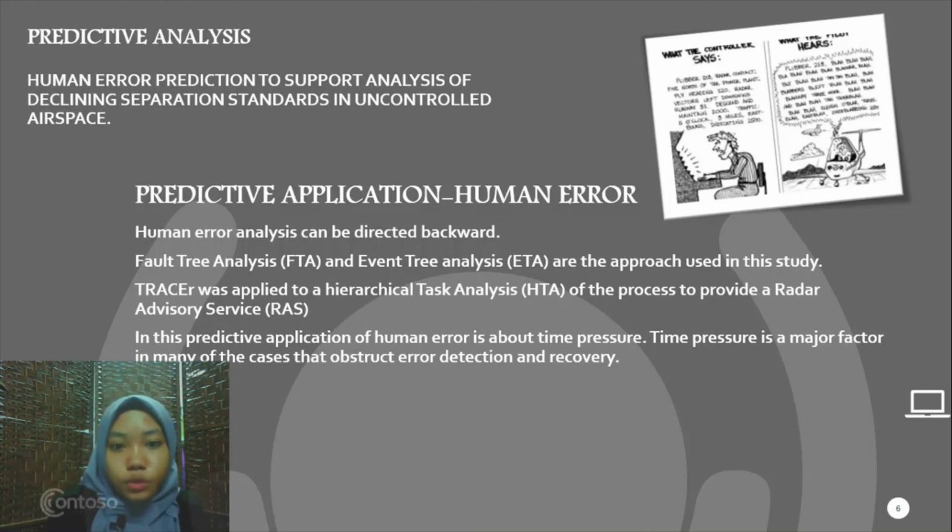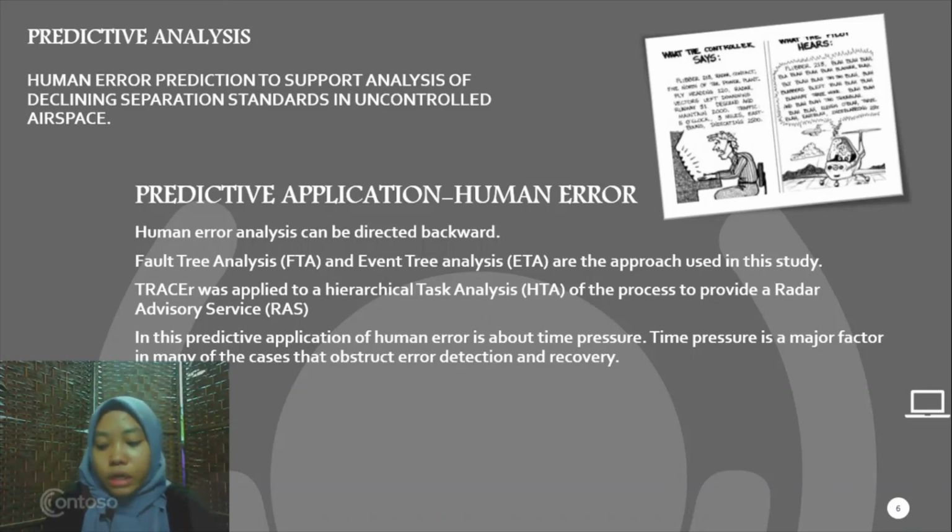TRACEr was applied to the HTA of the process. It is used to predict more relevant independent errors. In this predictive application, human error is about time pressure, because time pressure is the major factor, because we need to detect the error and then do the recovery.